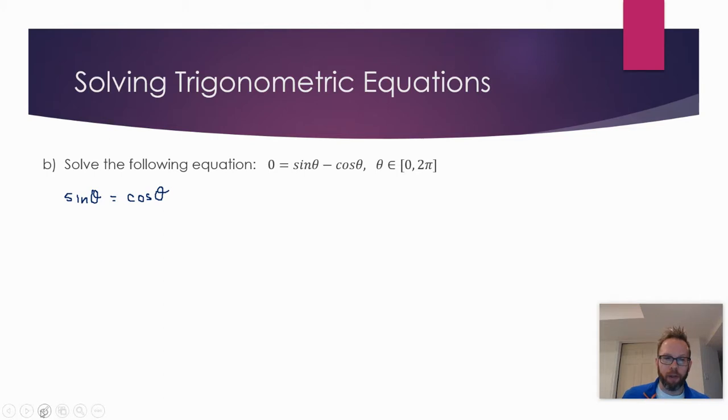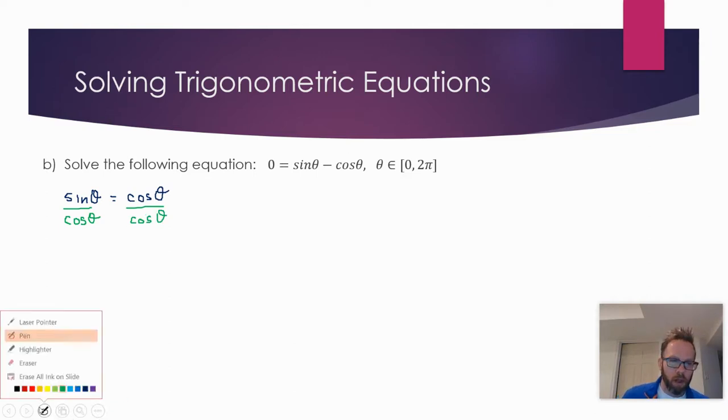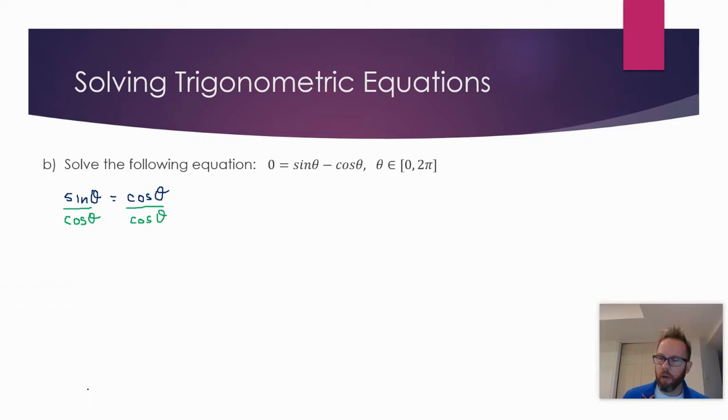This particular one is set up so that we can turn this equation into an equation that only has one trig expression or trig ratio. We can do that by dividing both sides by the cosine of theta. And when we do that, we get tan of theta, using that quotient identity, equals 1. And now we can proceed just like we did in the previous question.